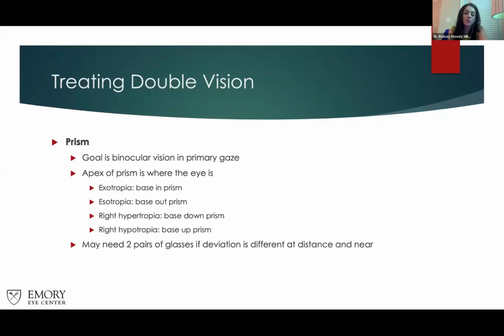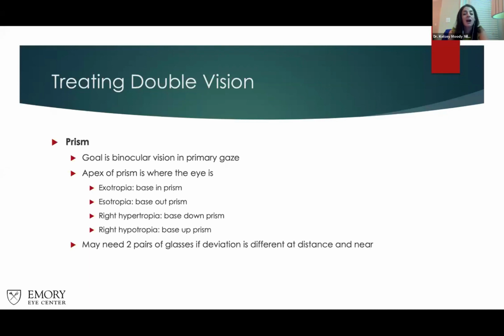Similar to when we measure prism, we want to put the apex of the prism, the point of the prism, where the eye is resting. So for exotropias, we're going to prescribe base in prism. For esotropias, base out prism. For hypertropias, base down prism, and hypotropias, base up prism. And potentially these patients may need 2 pairs of glasses if their deviation is different at distance and near.